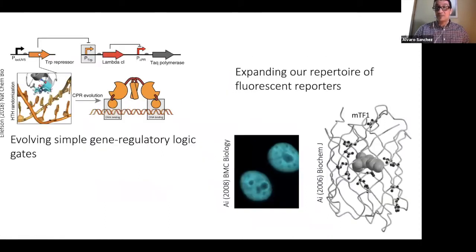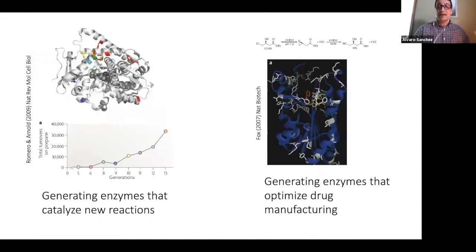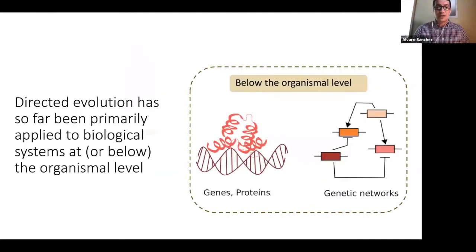And the outcome has been really nothing short of revolutionary, right? People have used directed evolution to evolve new genetic circuits, to expand our repertoire of fluorescent reporters for applications in imaging. They've used them to generate enzymes that catalyze new reactions, to optimize drug manufacturing in industry, and so on and so forth. And so this is a very, very powerful technique.